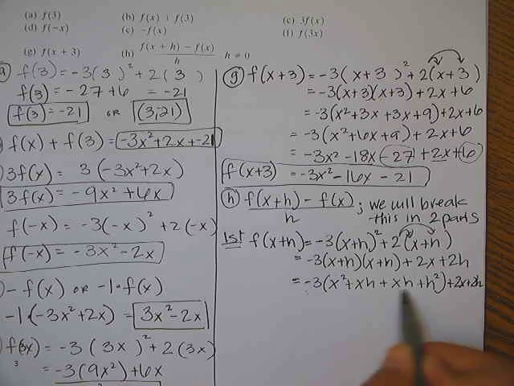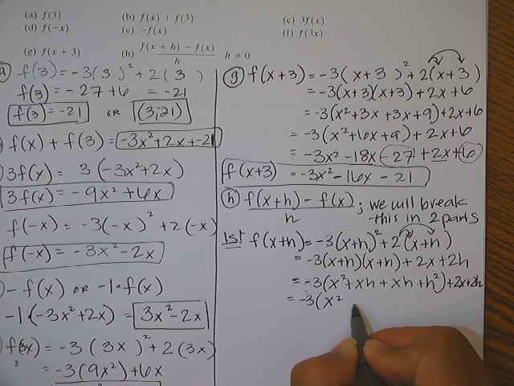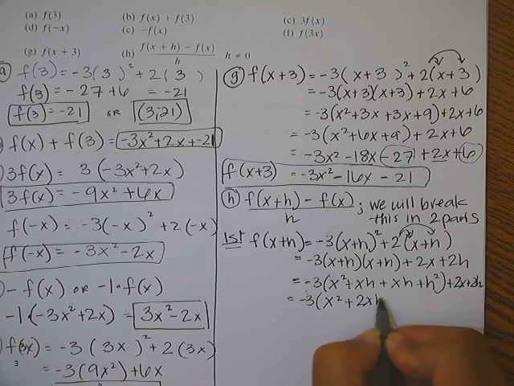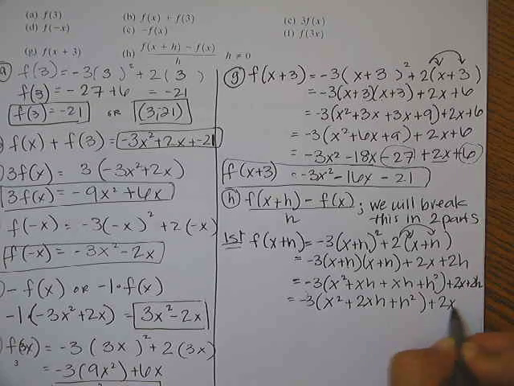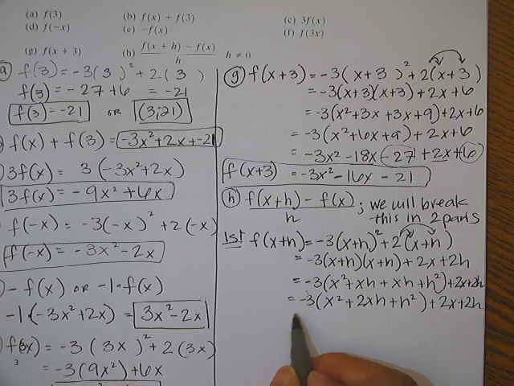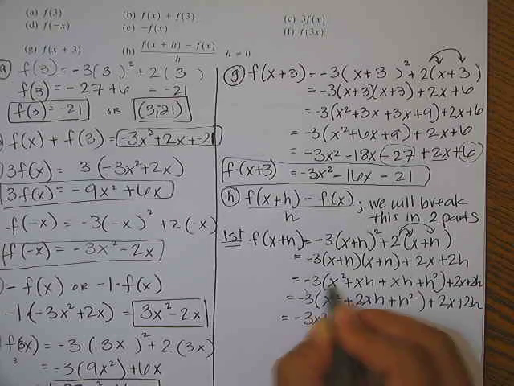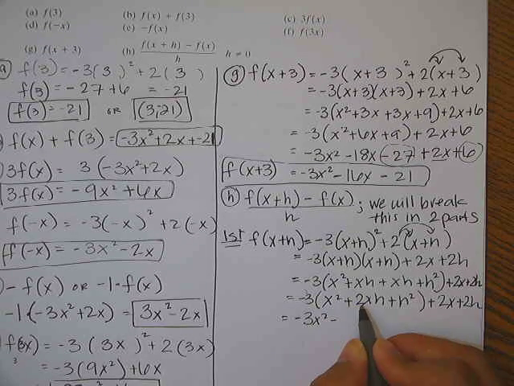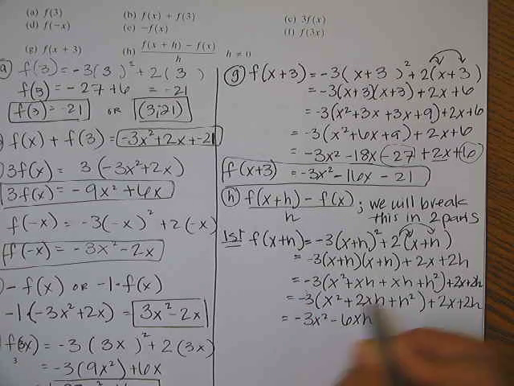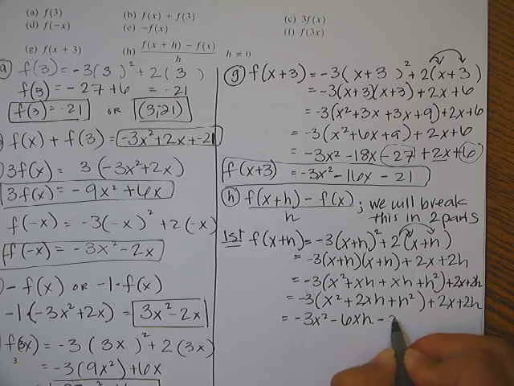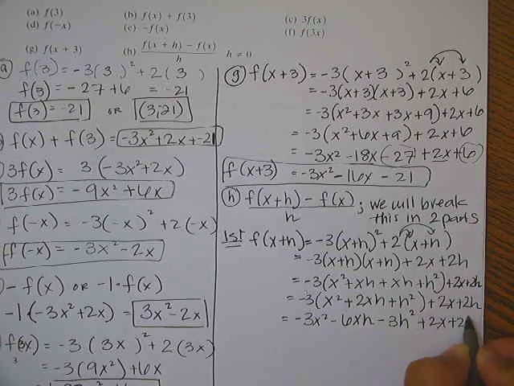Then now I'm just going to distribute my negative 3. Or you know what, let's combine like terms. So let's have x squared, xh plus another xh is 2 of those. And then bring down my h squared. And then now bring down my 2x plus 2h. Distribute the negative 3. So negative 3x squared, minus 6xh, since negative 3 times the positive 2x is minus 6xh. Negative 3 times h squared is negative 3h squared. Bring down 2x, bring down 2h.